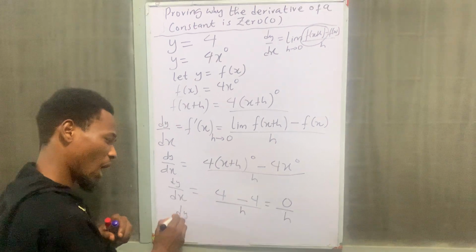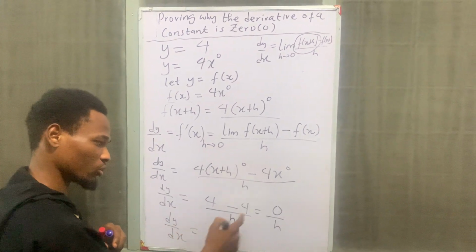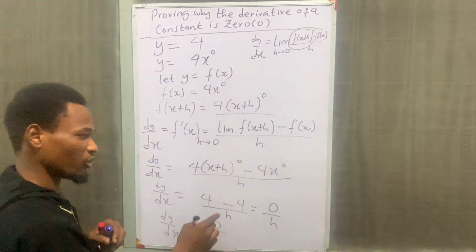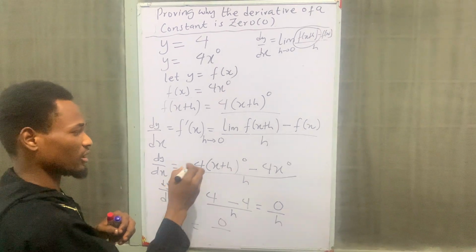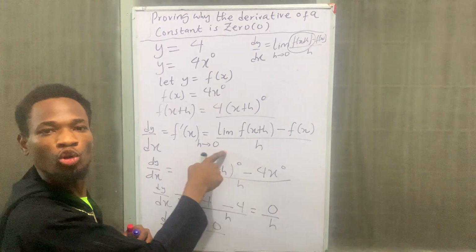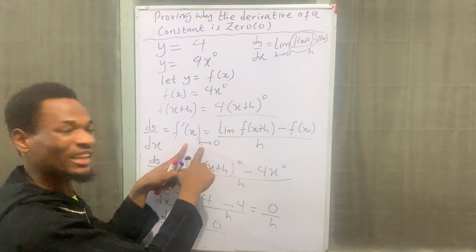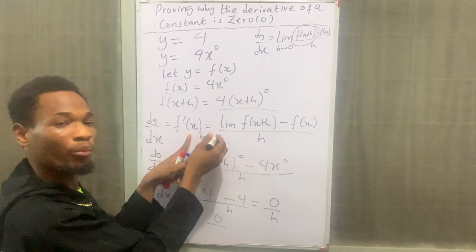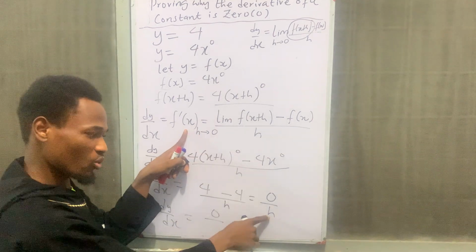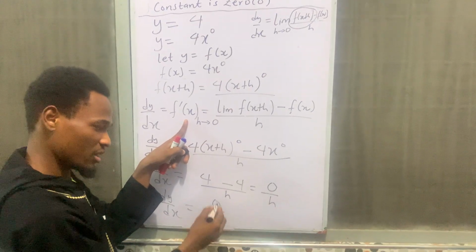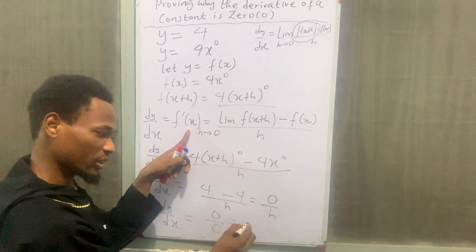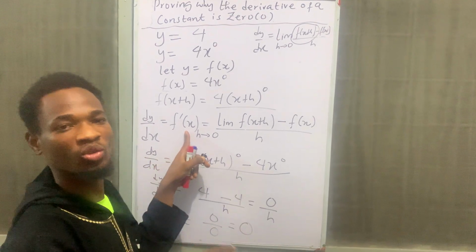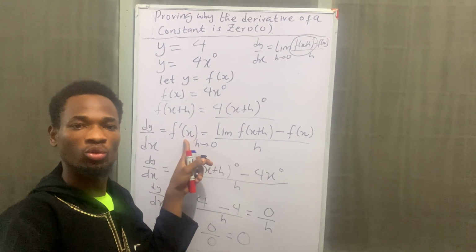So I have my dy over dx is equal to 0 over h. Now we are saying that as h approaches 0, wherever I see h, I'll put 0 there because h approaches 0. Are you okay? So here will be my 0 over the 0, which is equal to 0. That is why whenever you differentiate a constant, we equate it to 0.